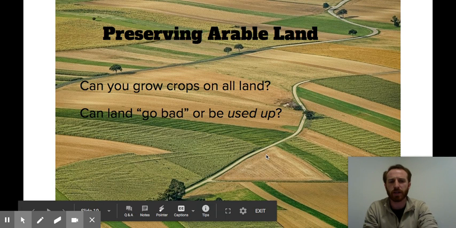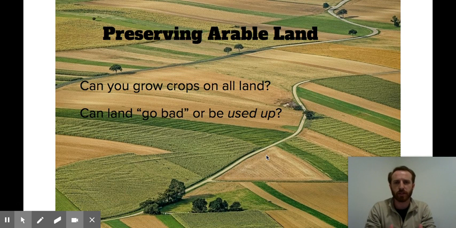So kind of the big point at the beginning is talking about preserving arable land. So what is arable land? If you remember, arable land is land that is usable for growing crops. So question, can you grow crops on all land? Well, let's look at the desert, for example. Is that a good place to grow plants? No. I mean, you can't really grow if there's not soil that has certain qualities to it, and also if there's not adequate rainfall or some means of getting water there to help with that.